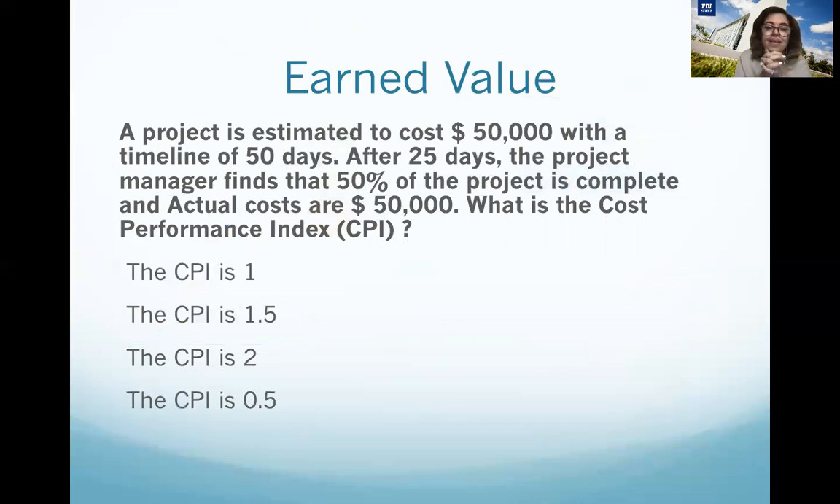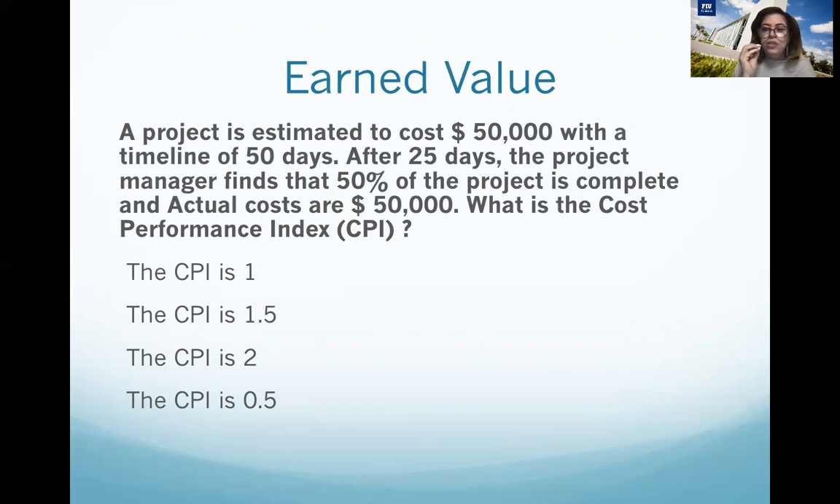Okay, here's the thing. This is a more comprehensive exercise, part number 2. The earned value, for this case, is an example for the exam. A project is estimated to cost $50,000. What is that? That is the budget at completion. So a project is estimated to cost $50,000 with a timeline of 50 days. What is 50 days?